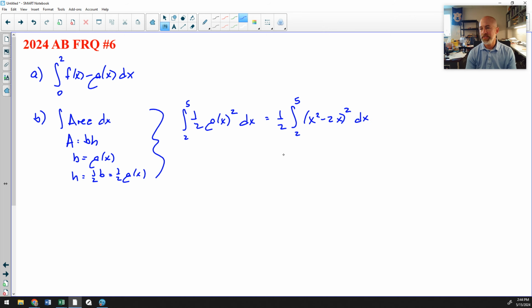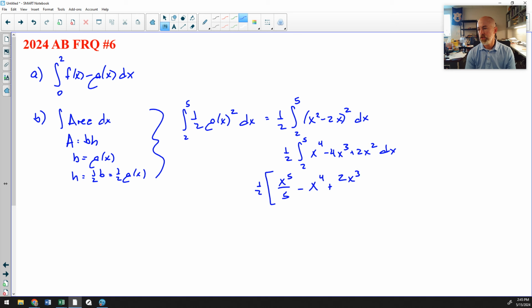And this is going to be a nice antiderivative, but you have to be able to expand a binomial. And if you can't do that, that's on you. Make sure you FOIL that completely. That will be x to the 4th minus 4x cubed plus 4x squared dx. Find the antiderivative. So that's 1/2, I'm going to leave that 1/2 out. The antiderivative is x to the 5th over 5 minus x to the 4th plus 4x cubed divided by 3. We'll evaluate that from 2 to 5.